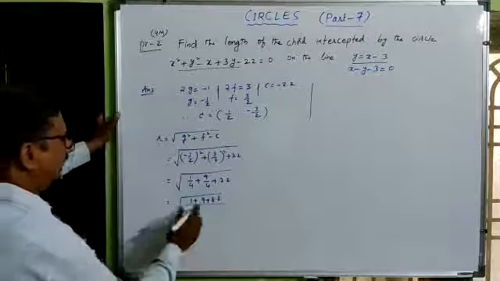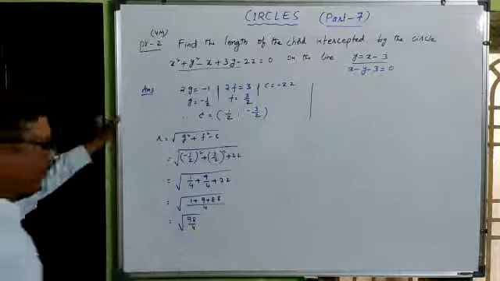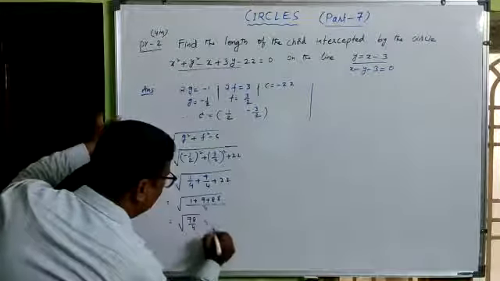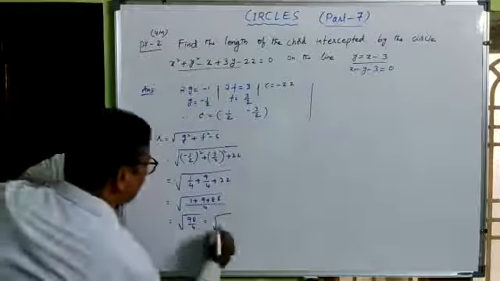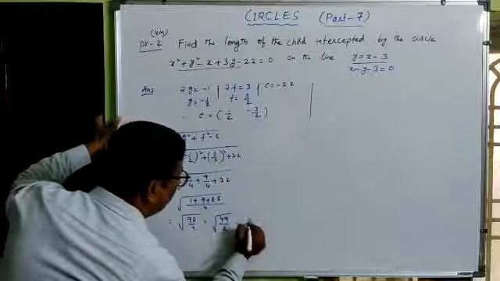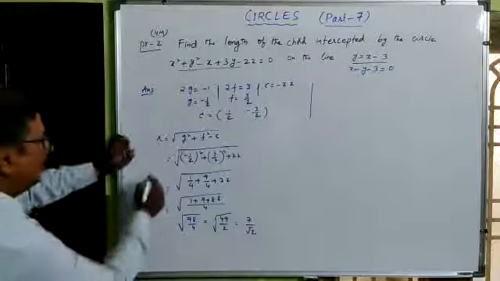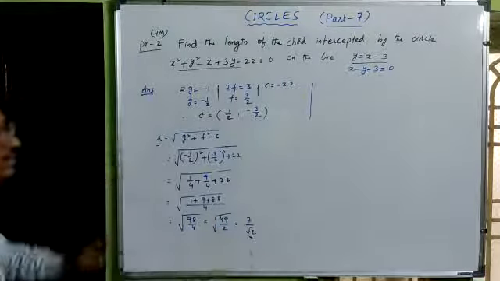88, 88, 9, 98 by 4. 98 by 4. This is 2 gets cancelled. I think 2 gets cancelled. 49 by 2. So root 49 is 7 under root 2. So R value is 7 by root 2.